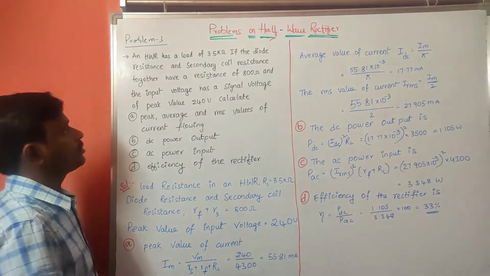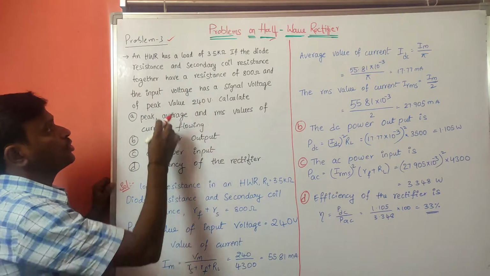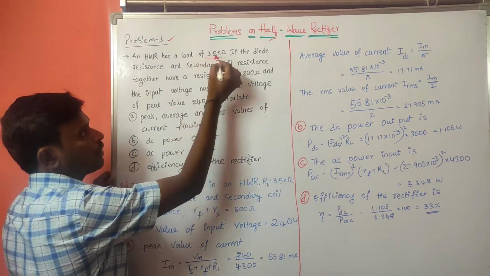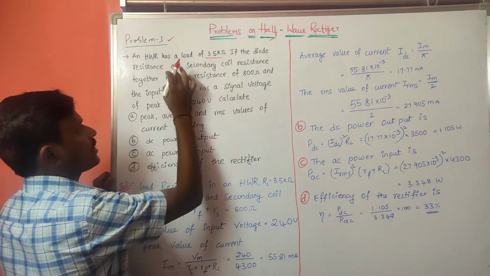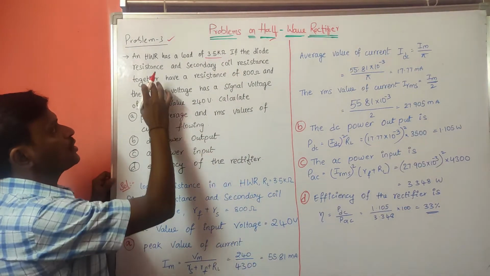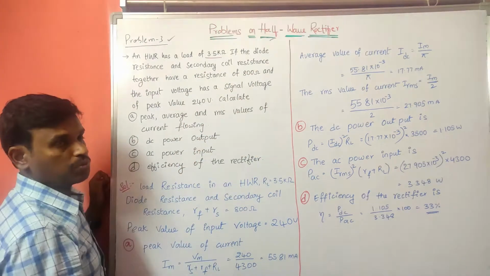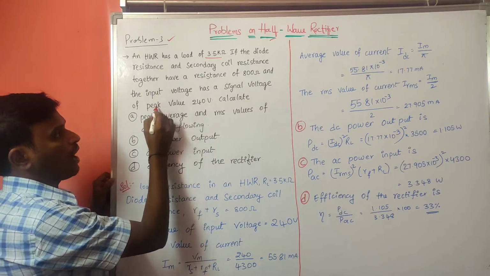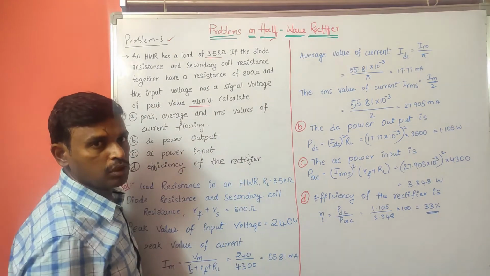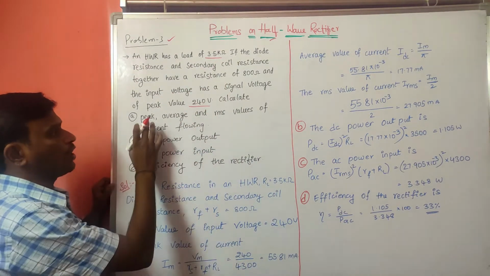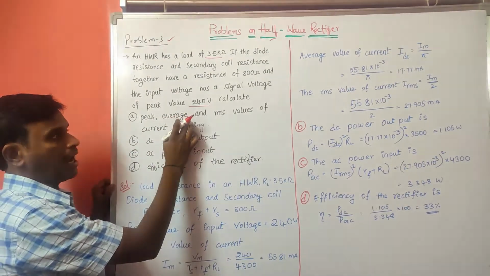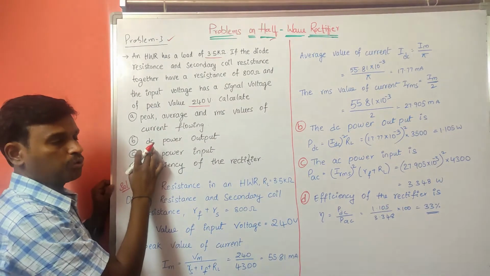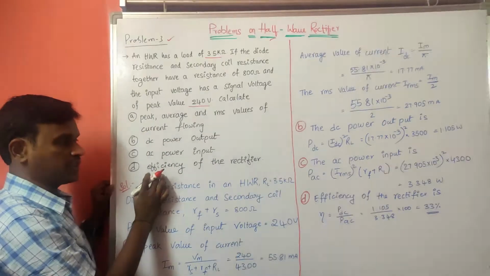Now we'll move on to the next problem, that is problem number 3. Here the problem given is a half-wave rectifier has a load of 3.5 kilo ohms. If the diode resistance and the secondary coil resistance together have a resistance of 800 ohms and the input voltage has a signal voltage of peak value 40 volts. Then we have to find out the peak, average and RMS value of current flowing, the DC power output, AC power input and efficiency of the rectifier.